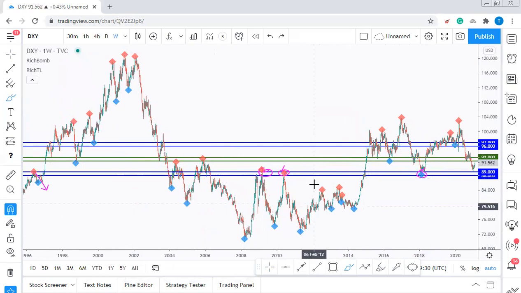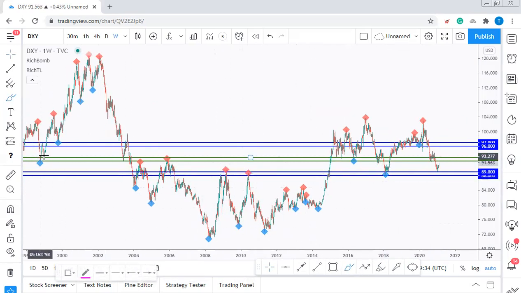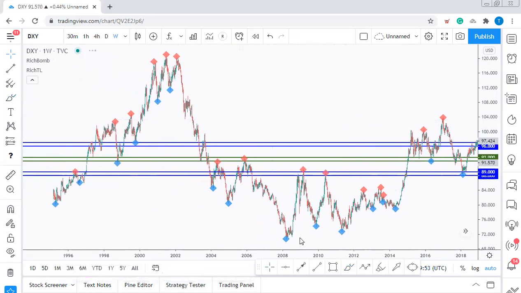We also have, here we go, a resistance around here, acting as resistance and support. So it's now acting as resistance since price is below it, right? And if price breaks this resistance upward, then our next resistance would be around this one. Here we go.